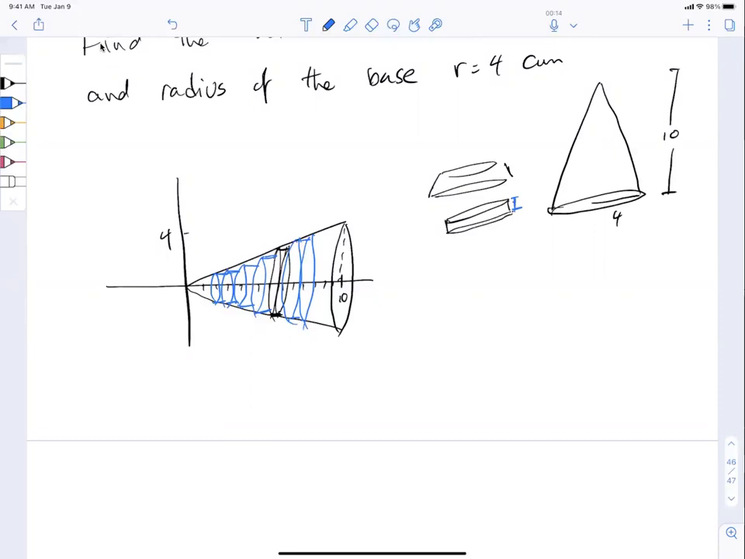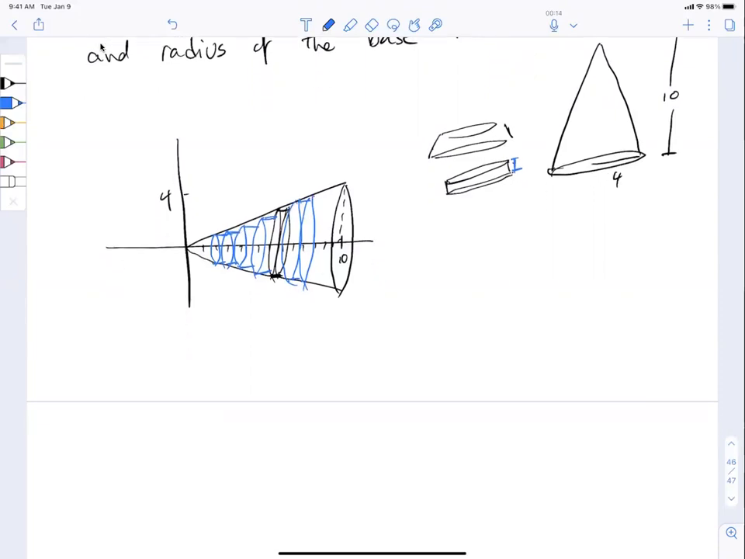So the question here is, what is the volume of each disk? Well, disks are cylindrical. So the volume of each disk is the area of the base, where Ri is your radius, times pi. So you get pi Ri squared. And then you multiply by the height, which in this case is going to be delta x.